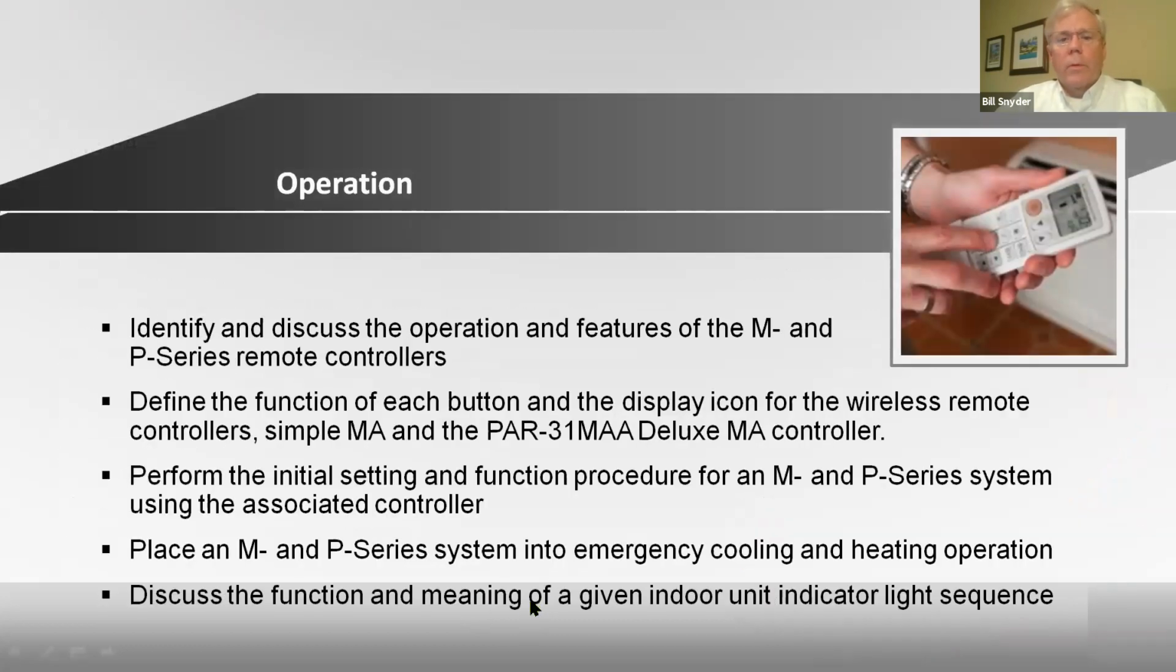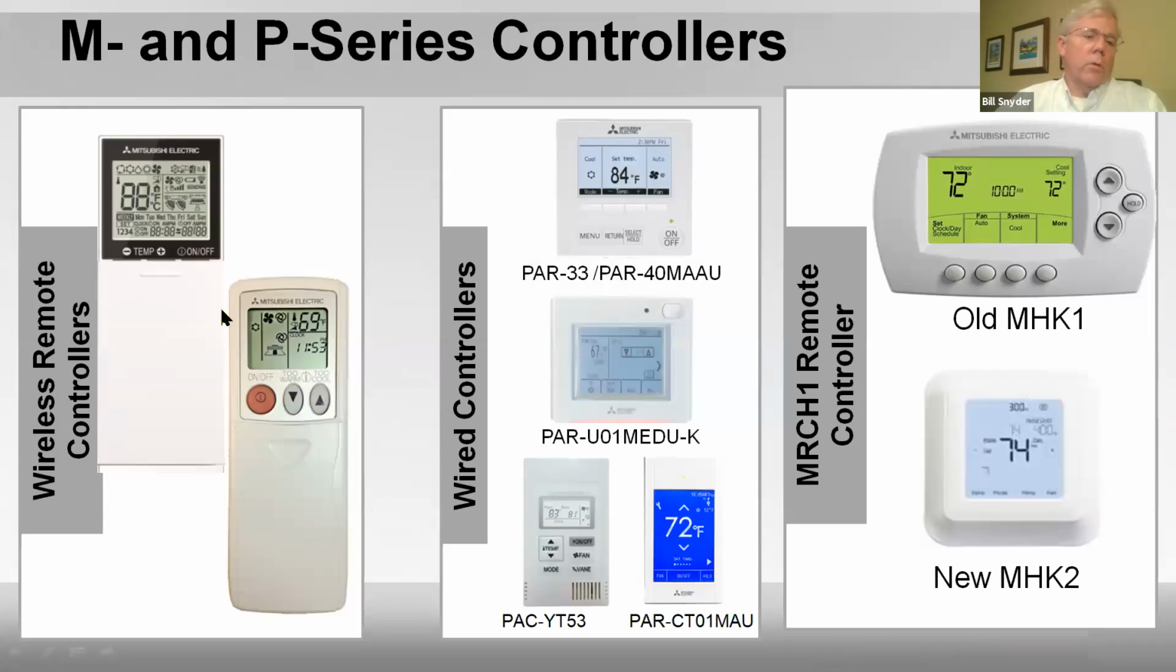Okay, real quick, we'll talk about operation, then we'll go to another break. The indoor units, if they start with a letter M, will come with one of these remote controls. If they don't start with a letter M, you have to put one of these type controls on it we talked about earlier. This is either a PAR-33 or soon to be PAR-40. Looks like this. Neat control.